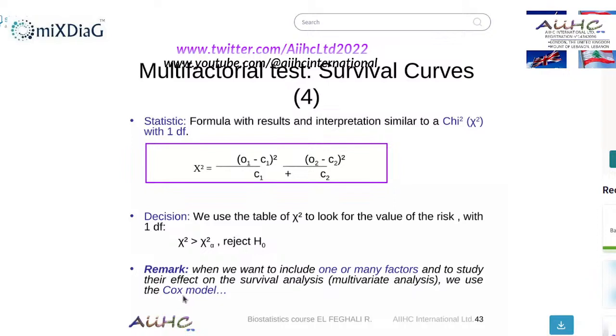What is the Cox model? When we use quantitative and qualitative variables, or cofactors, we use the Cox model. So whenever we would like to study the effect of the violence, bullying, we can add them all, and the age. Like we said, we would like to add the age to the physical violence and bullying on the mortality, we use the Cox model.